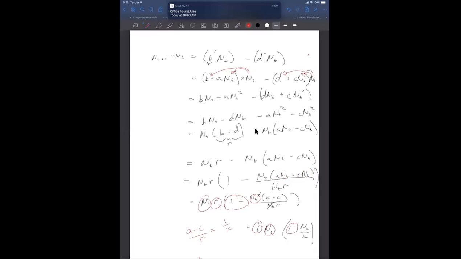So K equals r over a minus c. And that's the derivation of the logistic growth model.